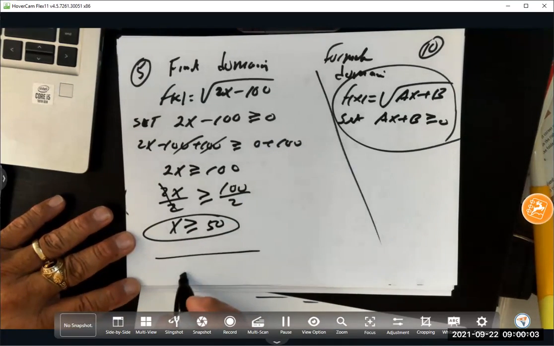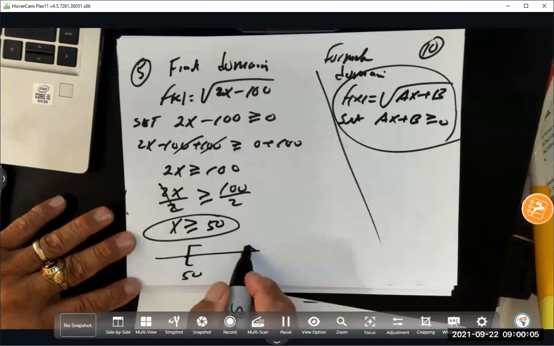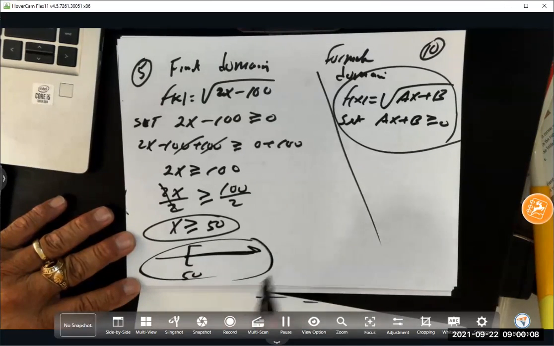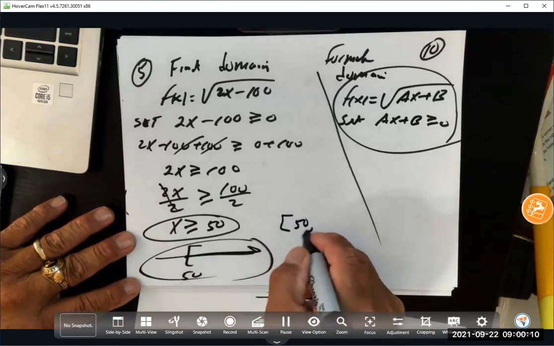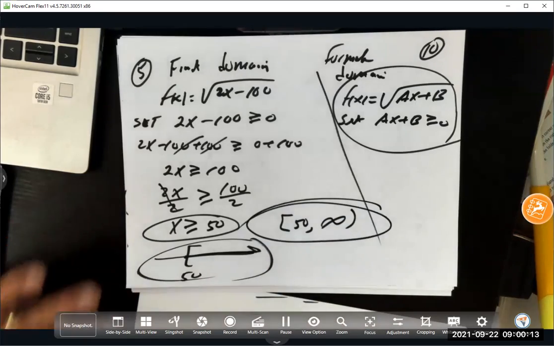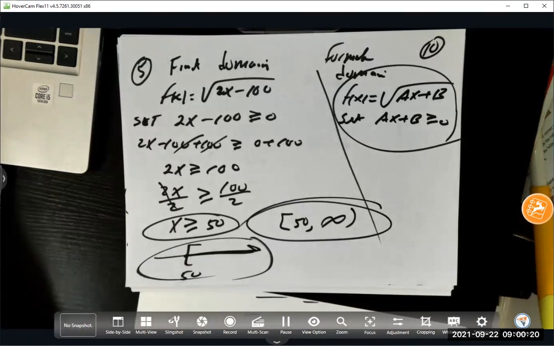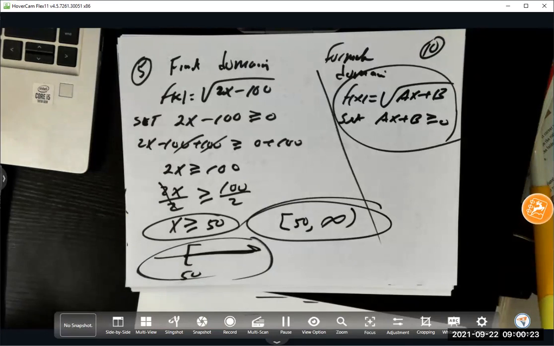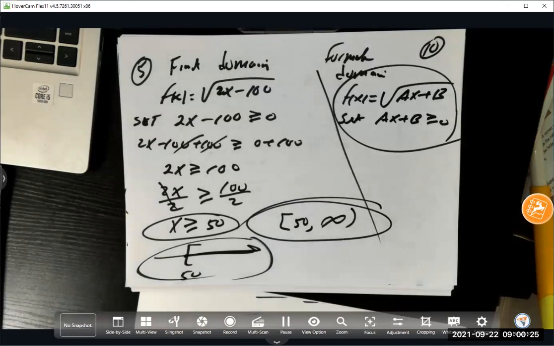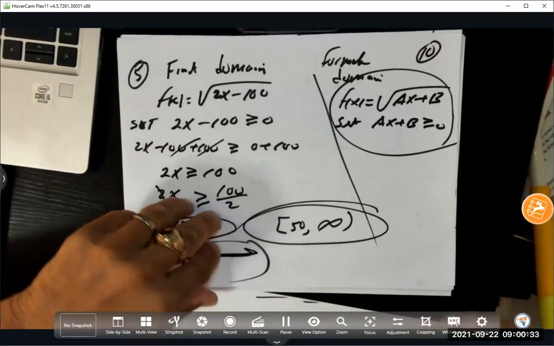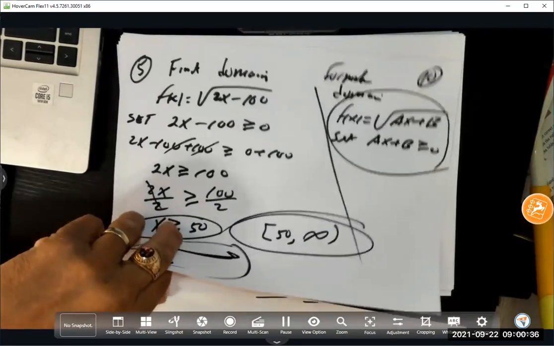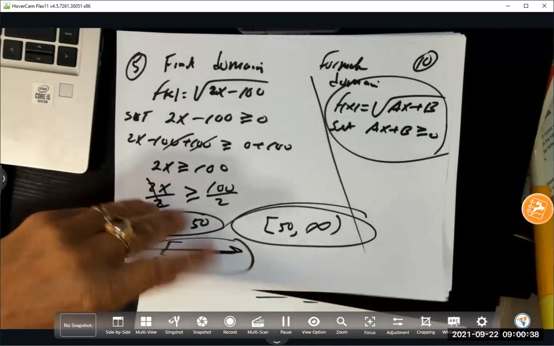Or number 9, here's 50. Block it, goes this way. Or another way to do it, here's 50, goes to infinity like this. So there's 3 answers for that one. Let me do it again. Same problem. I'm just gonna do it again, okay? All right, let me do 5 again. I'm just gonna change the numbers, okay? One more time. If I do one more time, you'll get it.